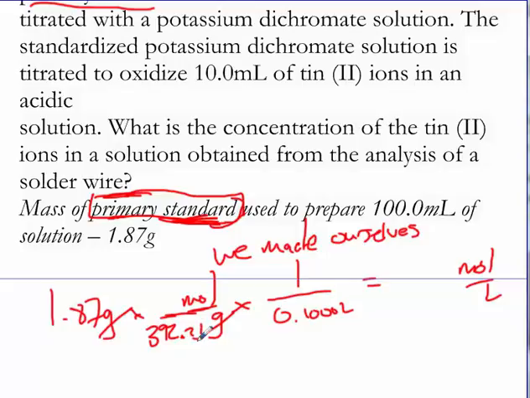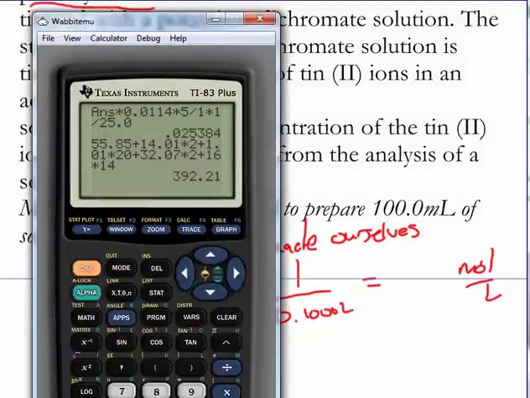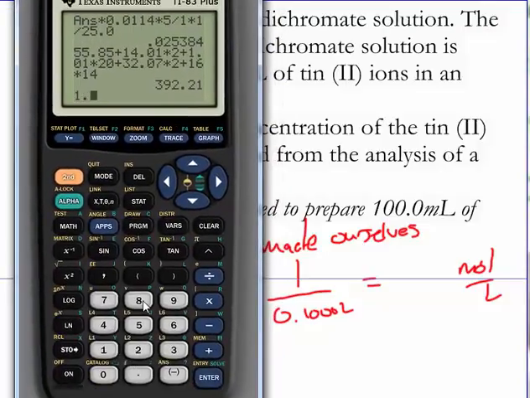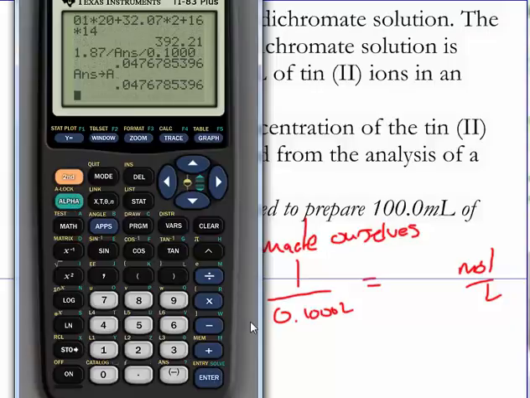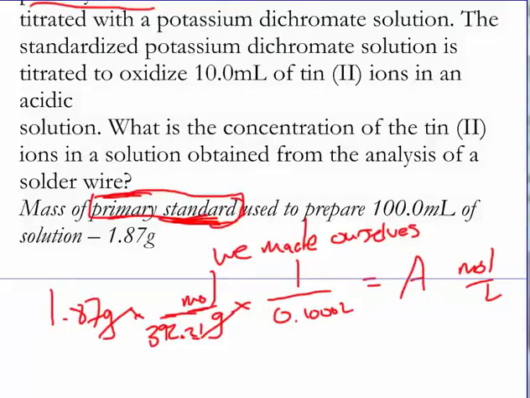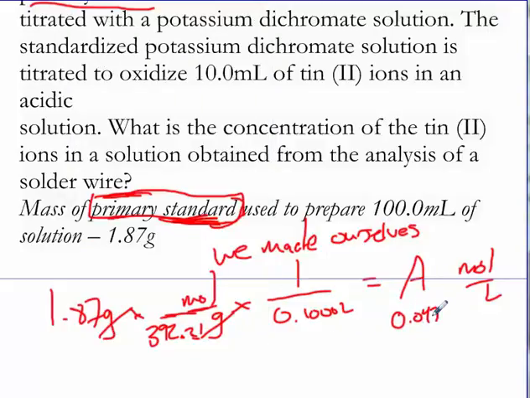Okay, so let's do this math here. I need my calculator out again. I need 1.87, I divide by that molar mass, and I divide by 0.100. So I've now made a concentration. In my calculator, I'm going to store that as answer A. So it's A moles per liter, which is 0.0476, basically. Hopefully that makes sense so far. This is a solution we made ourselves.